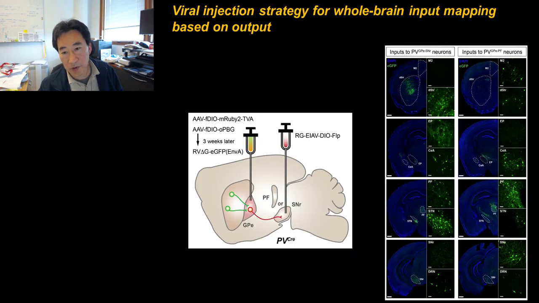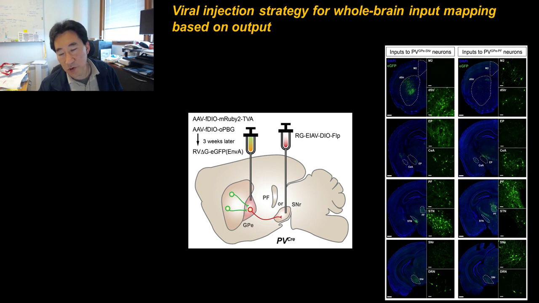So using the same retrograde AAV virus expressing Cre-recombinase dependent manner into the SNR or parafascicular nucleus, and then we injected the helper virus to get the monosynaptic rabies virus infection. So we inject the AAV virus expressing TVA in a Cre-dependent manner into the globus pallidus of the Pavlov-Cre animal. And then later we inject the pseudotyped rabies virus expressing GFP into the globus pallidus. So we are able to label the Pavlov positive neuron in globus pallidus only projecting to SNR or PF.